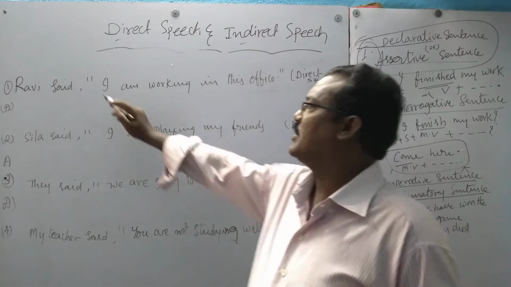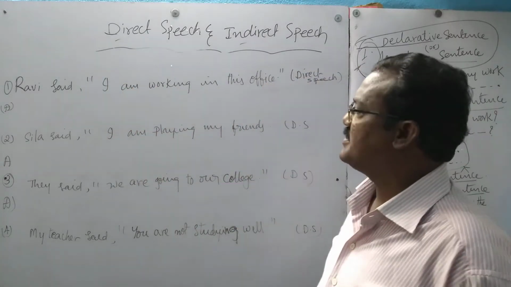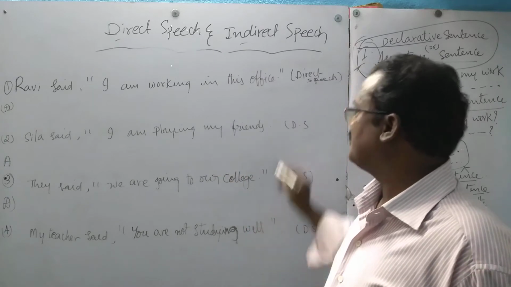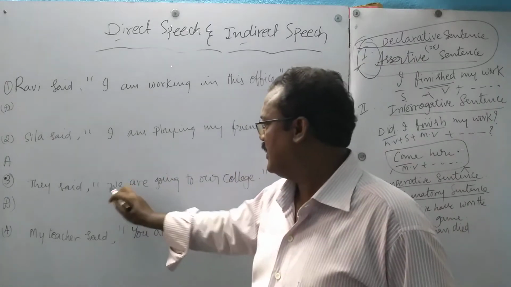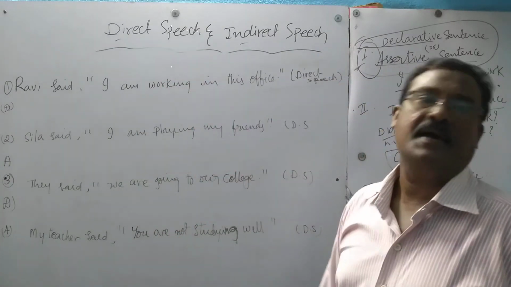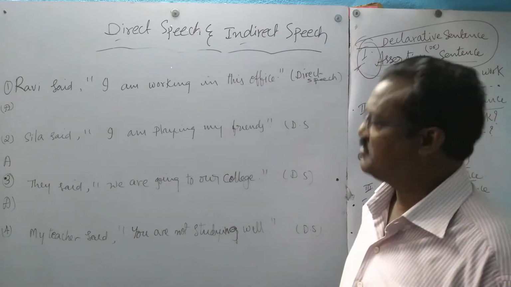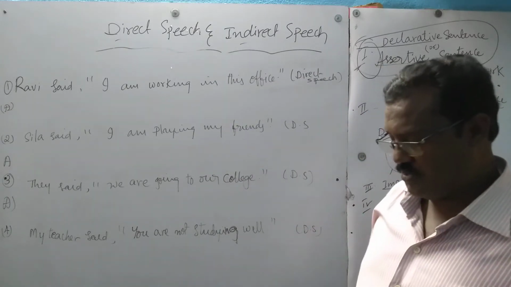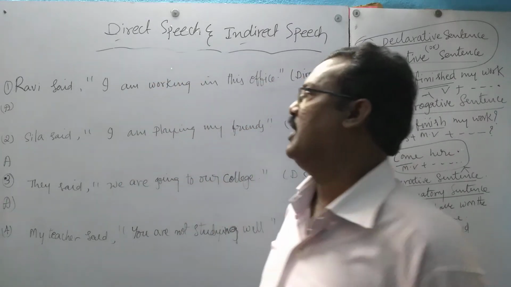First of all, you have to understand that when a sentence is written between inverted commas, it is said to be in direct speech. All of these are in direct speech. Now we are going to change them into indirect speech. What rules are we going to follow to change direct speech into indirect speech?